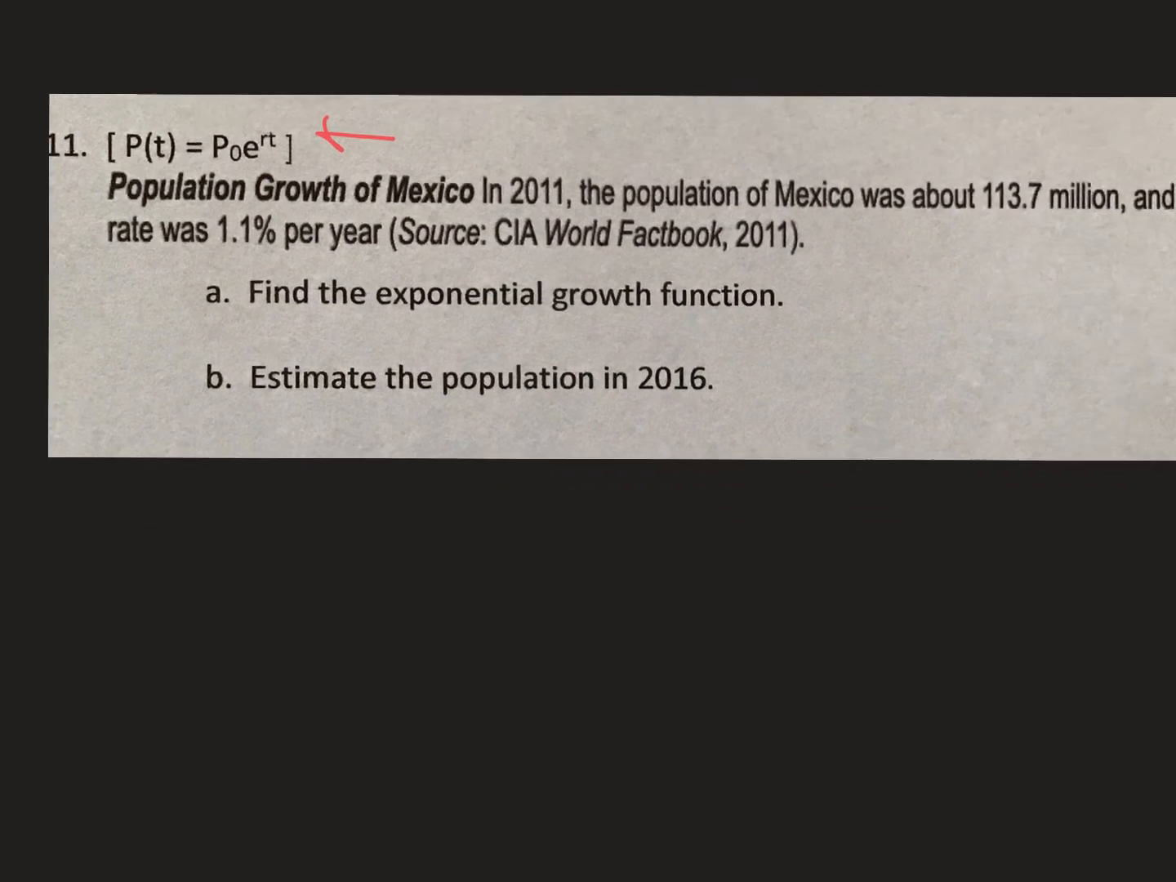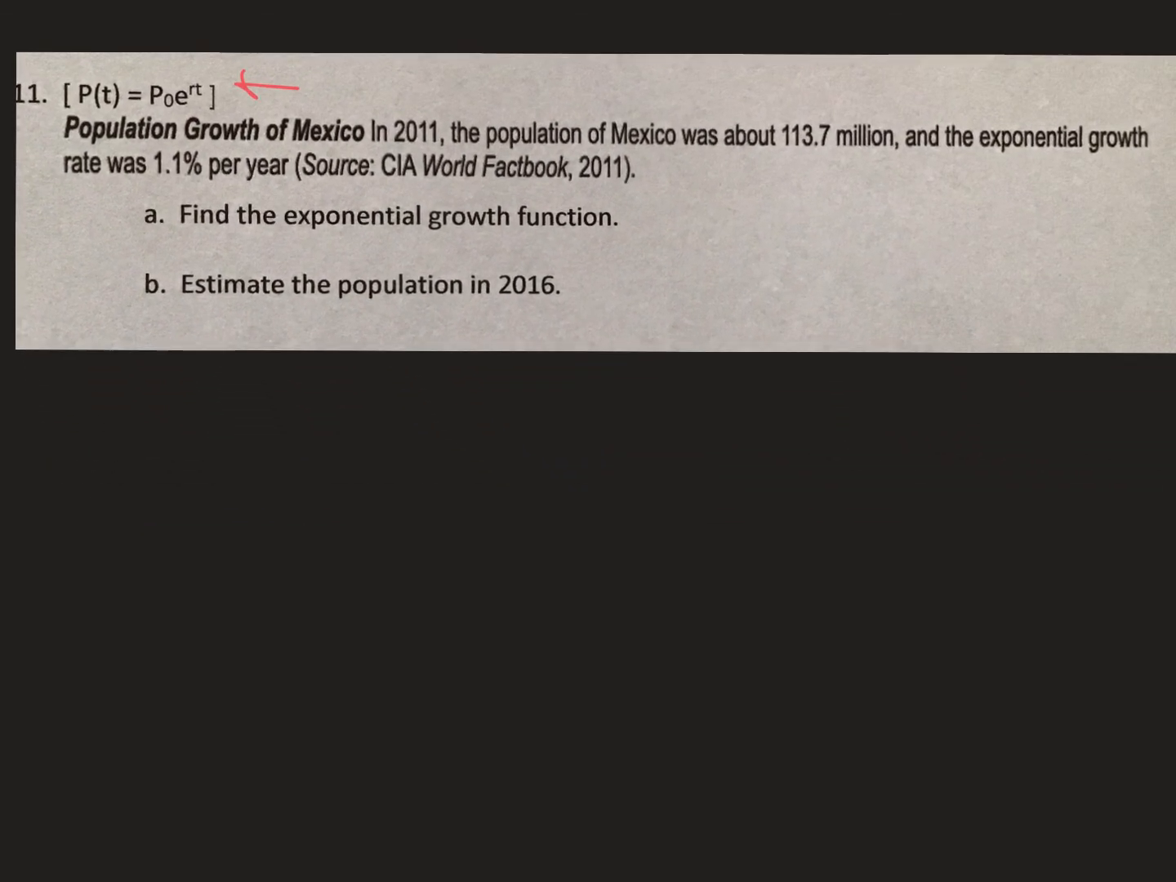Okay, so part A, no big deal at all in part A. It says in 2011, the population of Mexico was 113.7. That's P0. That's the population we're starting with. And the rate was, there's our rate, 1.1%. This is find the exponential growth function. So the function is this. P of t equals what we start with, 113.7, e to the rt power. The rate is 1.1%, which as a decimal looks like that. And you keep your t there. If you write the function, you keep the t in it. And then part B says estimate the population in 2016, which happens to be 5 years after 2011.